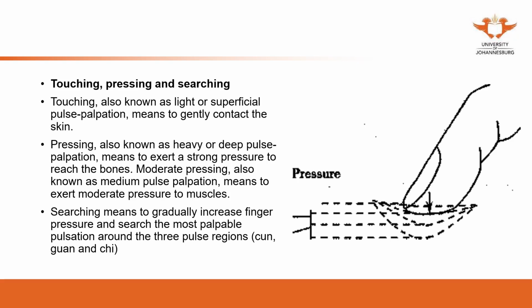Pressing, known as heavy or deep pulse palpation, exerts a strong pressure to reach the bones. Searching means gradually increasing finger pressure and searching for the most palpable pulsation around the 3 regions. So how to perform the method?